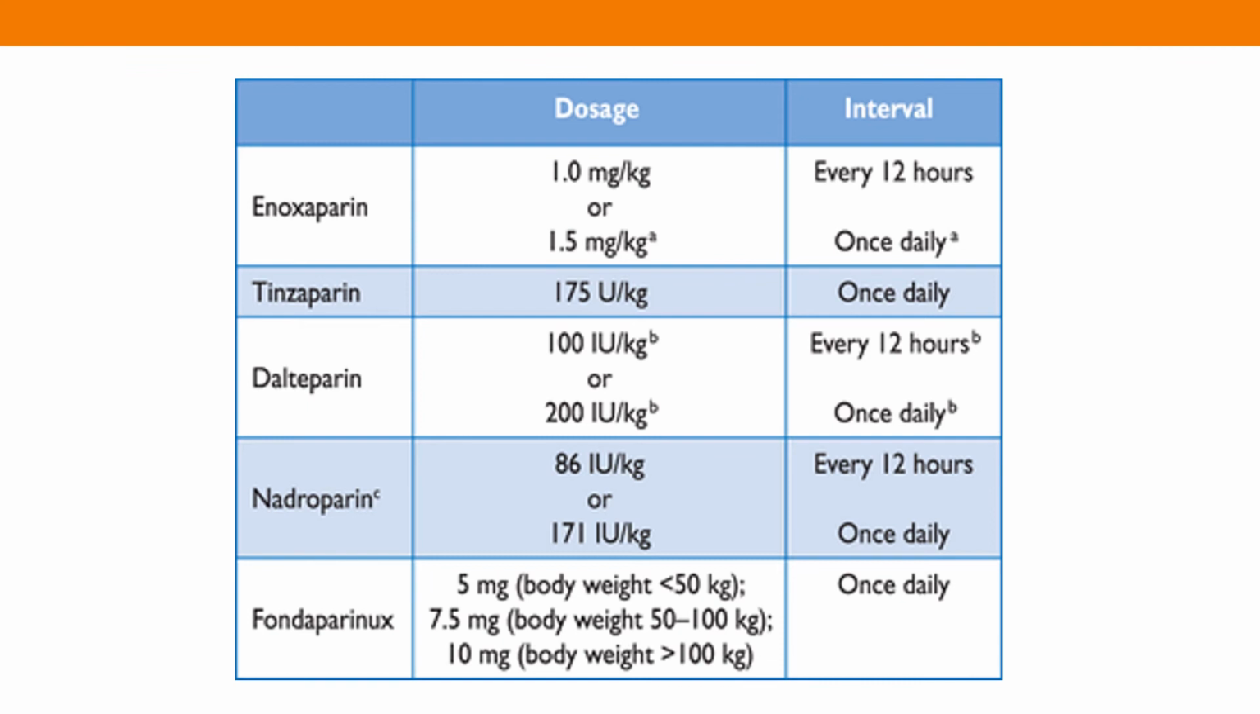Typical doses of low molecular weight heparin include tinzaparin 175 units per kilogram once a day, dalteparin 100 international units per kilo every 12 hours or 200 international units once a day. Enoxaparin again is about 1 milligram per kilo every 12 hours or 1.5 milligrams per kilo per day, and each trust that you will work in will have its own different prescribing policy.